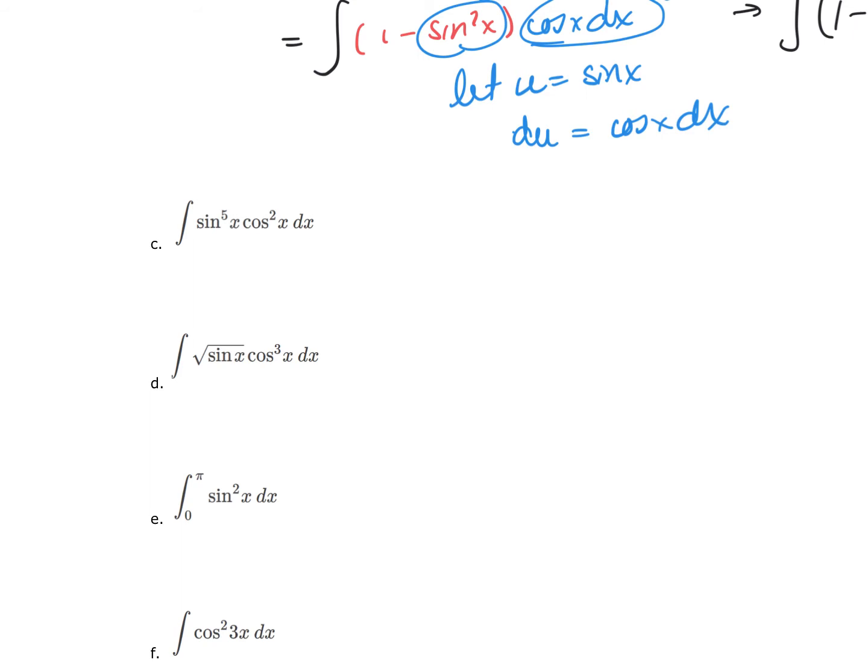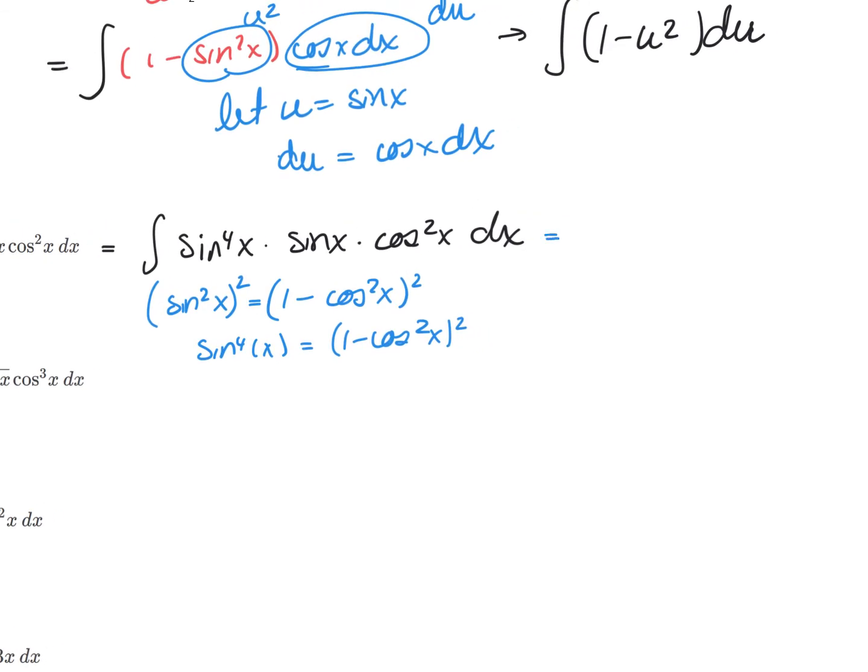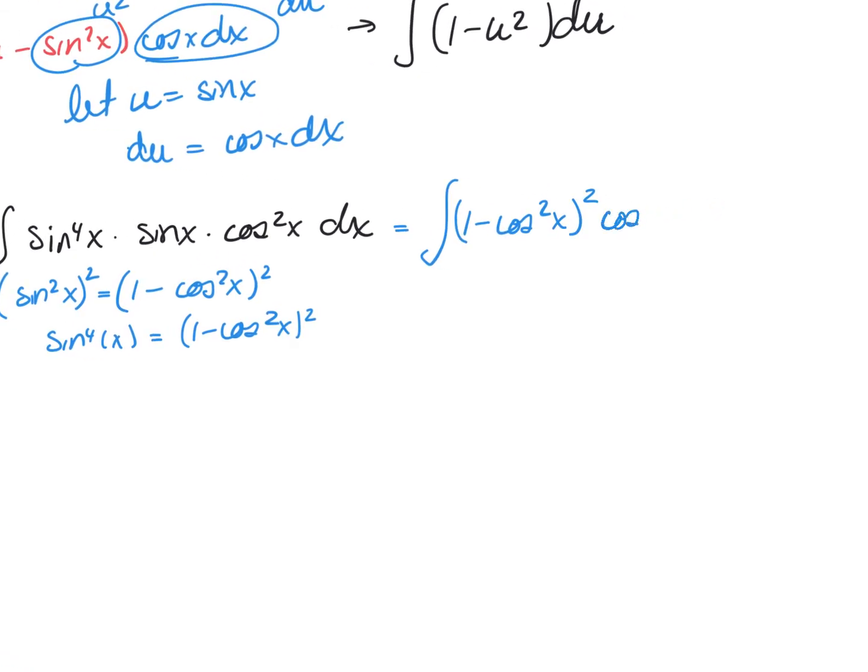Now with C, I've got sine to the fifth and cosine squared x dx. So I'm going to take this sine to the fifth and I'm going to write this as the integration of the sine to the fourth of x multiplied by the sine of x multiplied by the cosine squared of x dx. And then I'm going to say, well, just like before, I have the sine squared of x is equal to 1 minus the cosine squared of x. If I raise this to a squared, then I would have sine to the fourth of x is equal to 1 minus the cosine squared of x, the quantity squared. So then this is going to be equal to the integration of 1 minus the cosine squared of x, the quantity squared, multiplied by the cosine squared of x multiplied by the sine of x dx. All I did was rearrange it.